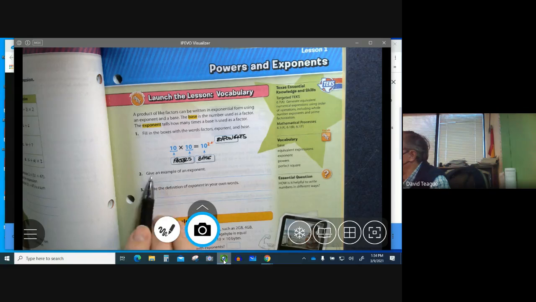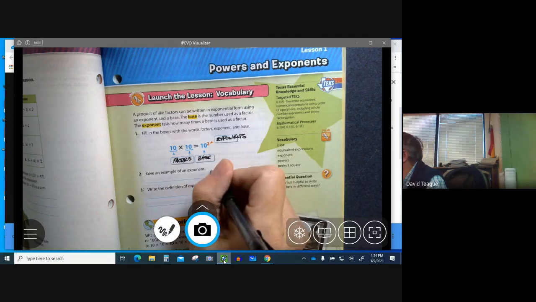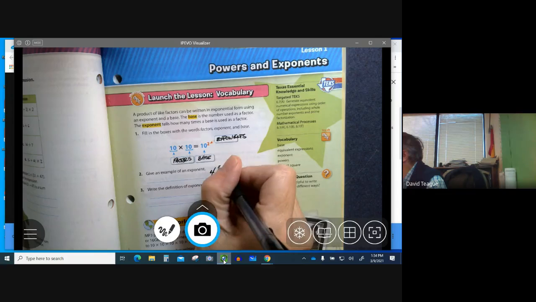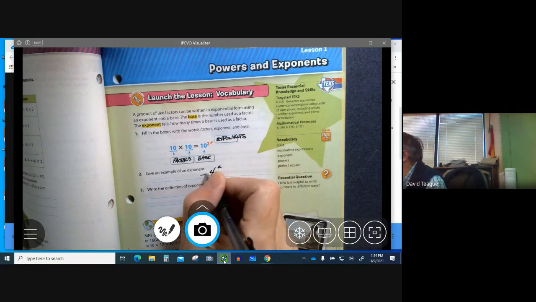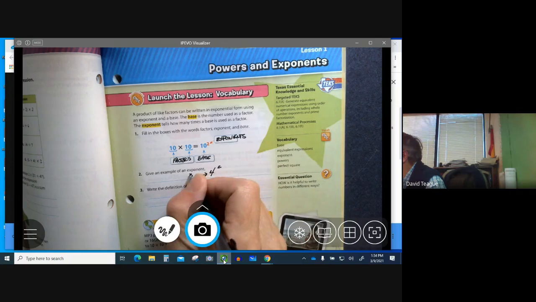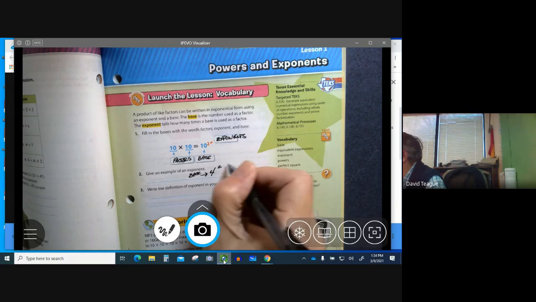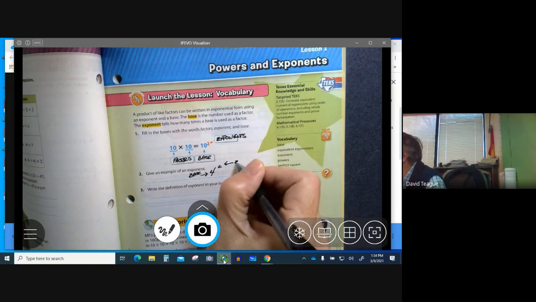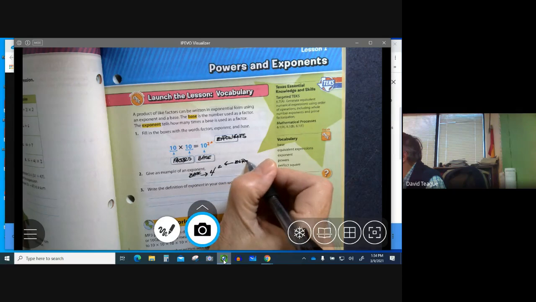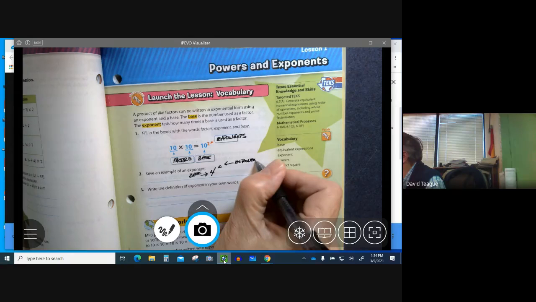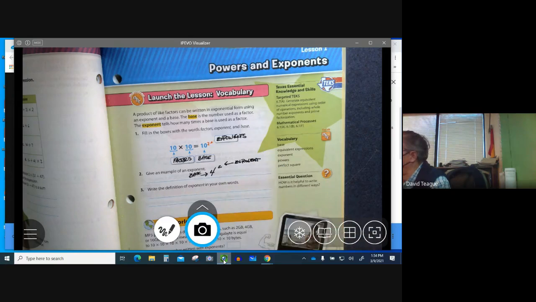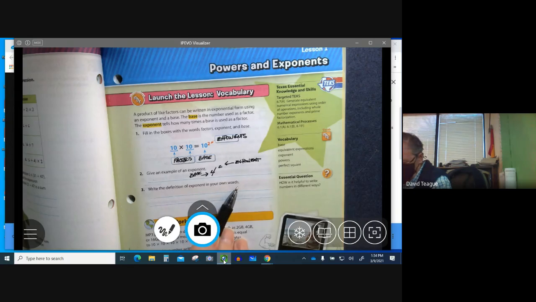So it says, give an example of an exponent. If I were to give you another example, like 4 to the second power, this is your base, and this is your exponent. It says write the definition of an exponent in your own words, right?